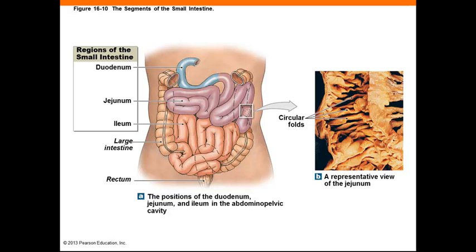The ileum, the pink portion of the small intestine, is the longest portion, and it ends at the ileocecal valve that controls the flow into the large intestine. Note the permanent circular folds that create transverse ridges on the cross-section here.